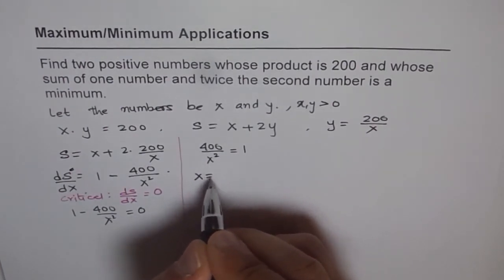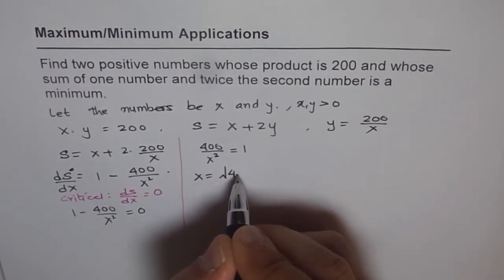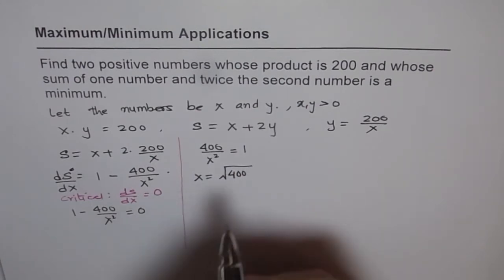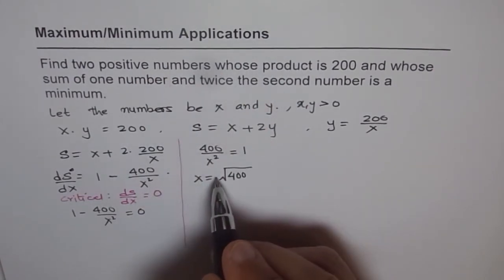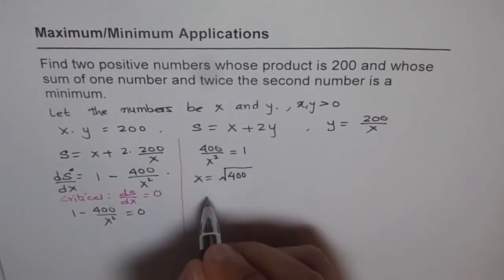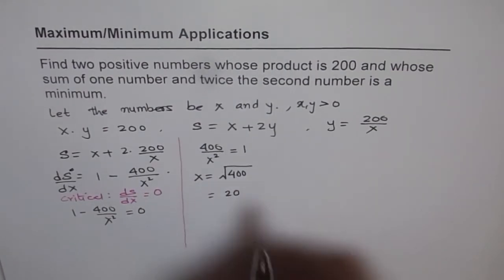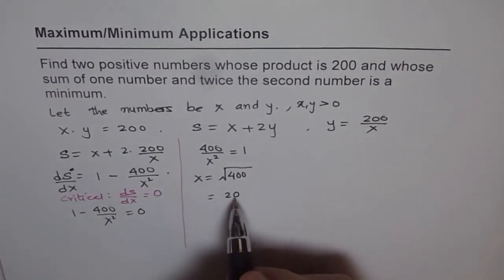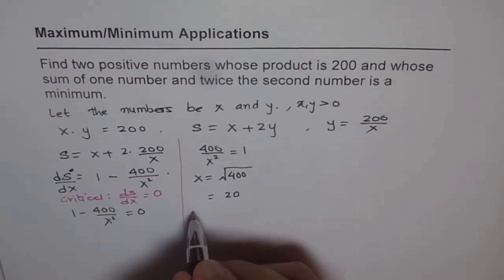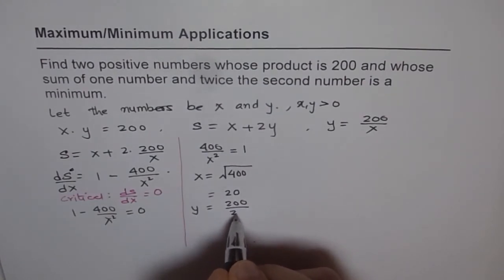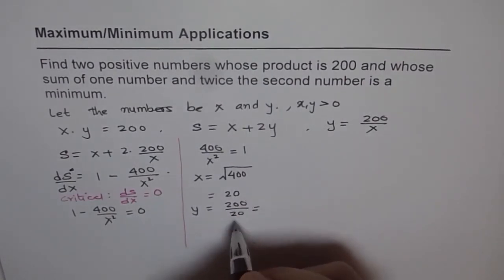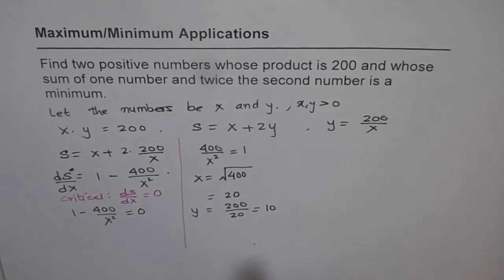Now we can cross multiply and get the value of x. So we get x equals the square root of 400. Now in this case, since the numbers are positive, we are only taking the positive root, right? So that gives us a value of 20. If x is 20, then what is the value of y? y equals 200 over 20, right? That is 10. So the y value is 10.